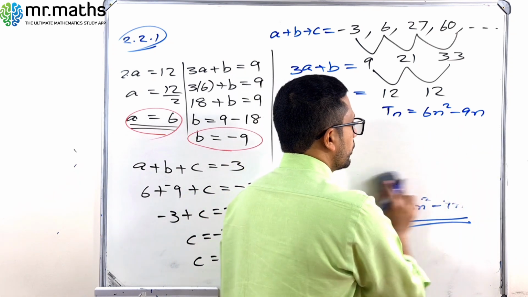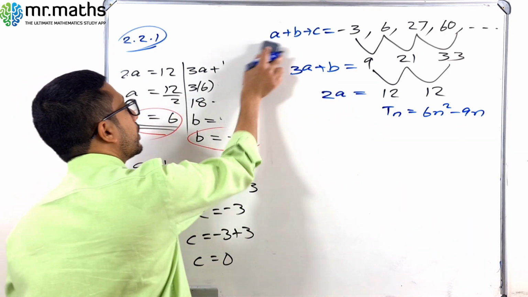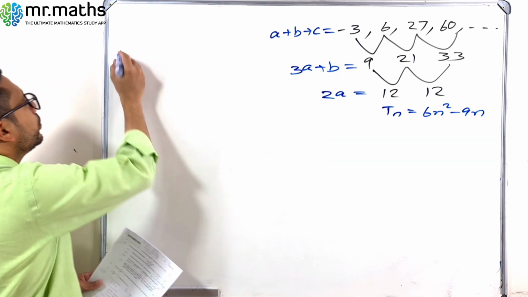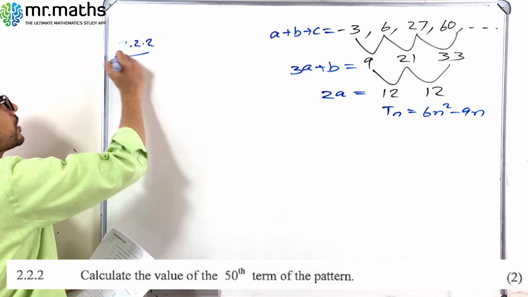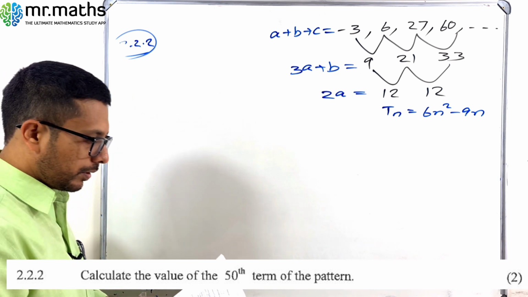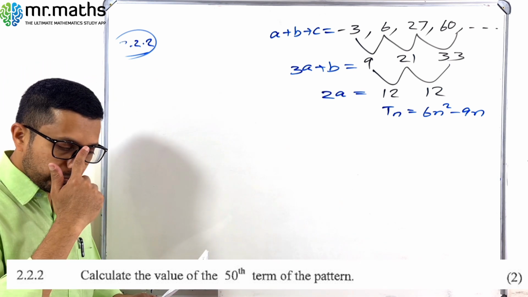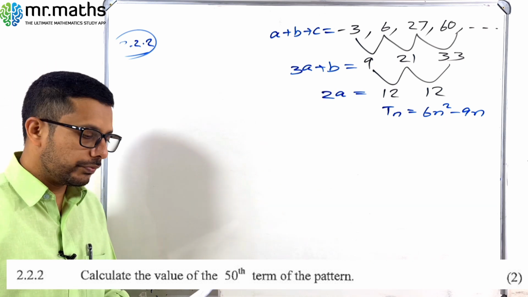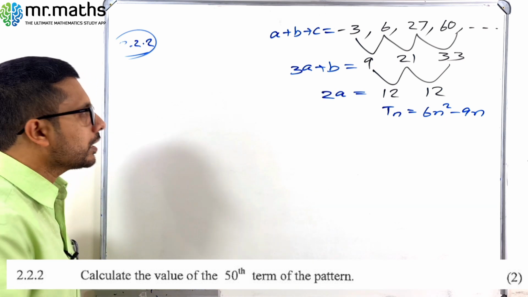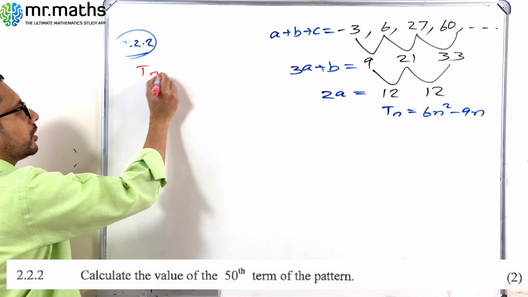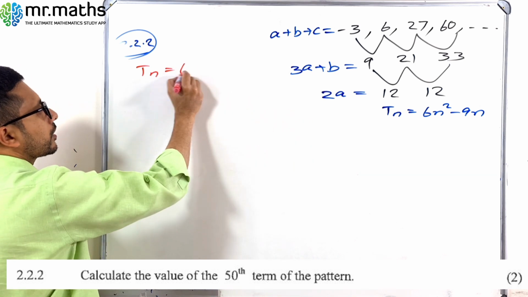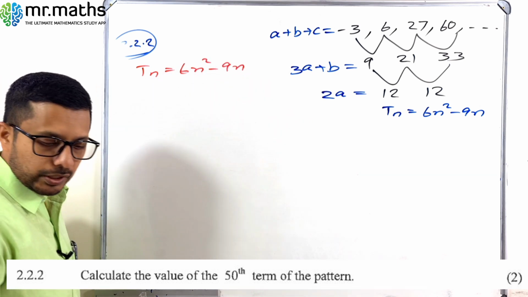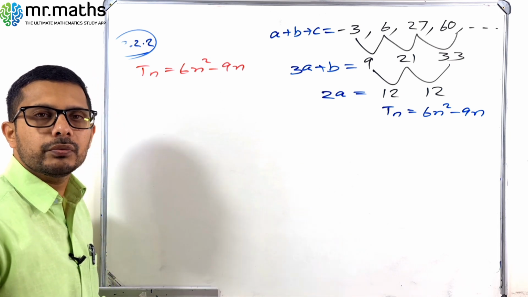Okay, now let's move to the next question. Question number 2.2.2. What is that question, guys? Calculate the value of the 50th term of the pattern. You have to find the value of the 50th term. Okay, so what is the general equation? Tn is equal to, we got the general equation, 6n square minus 9n. And here what is the question? Simple question. We have to find the 50th term.